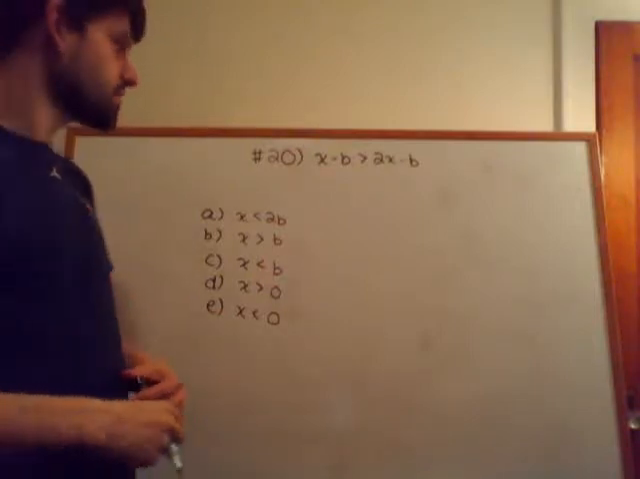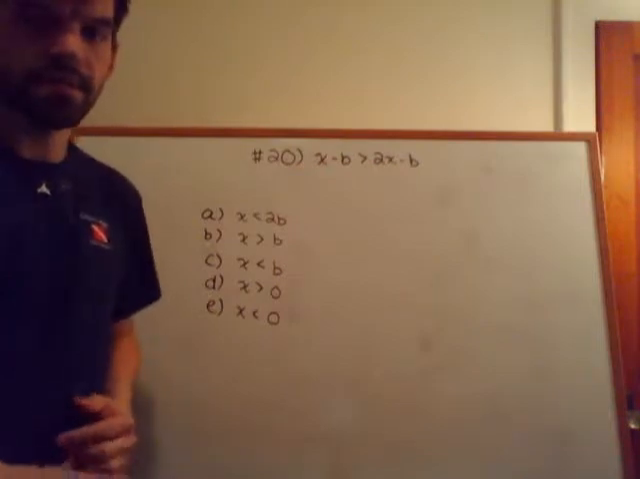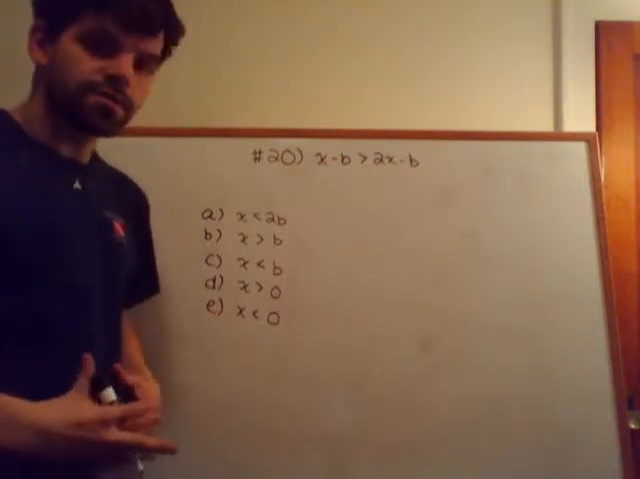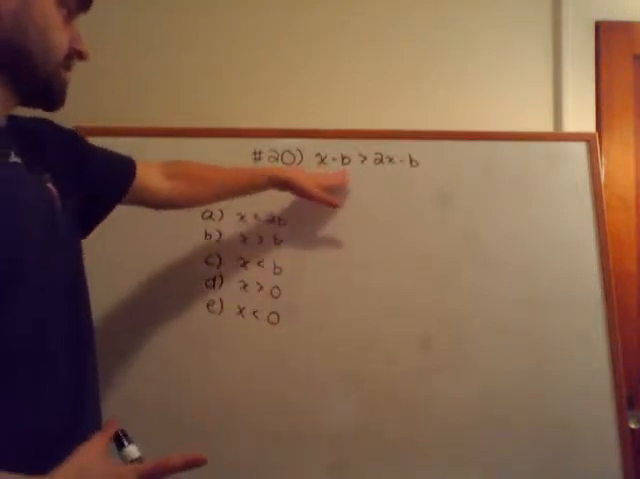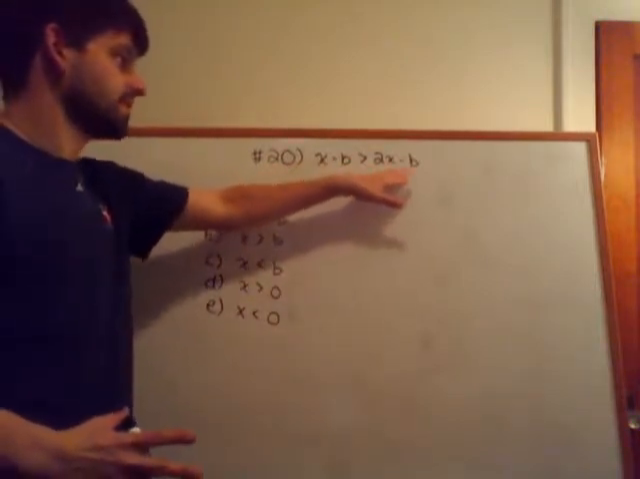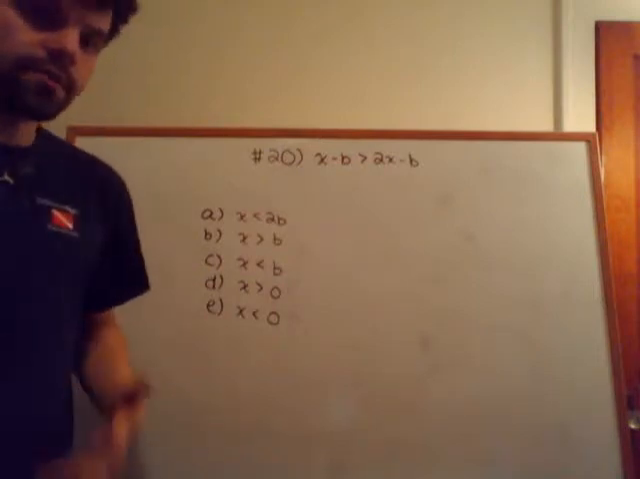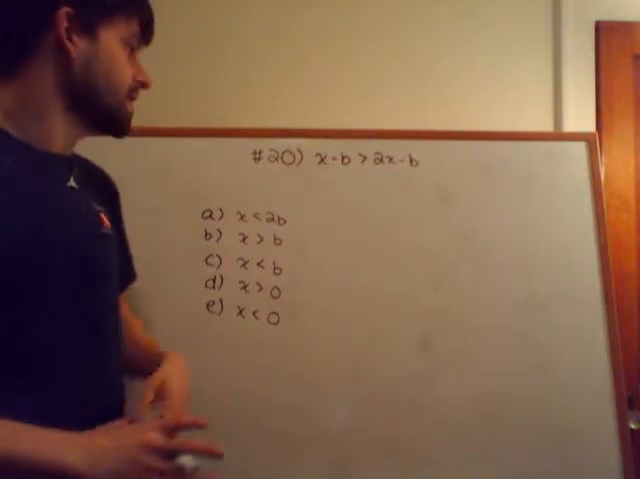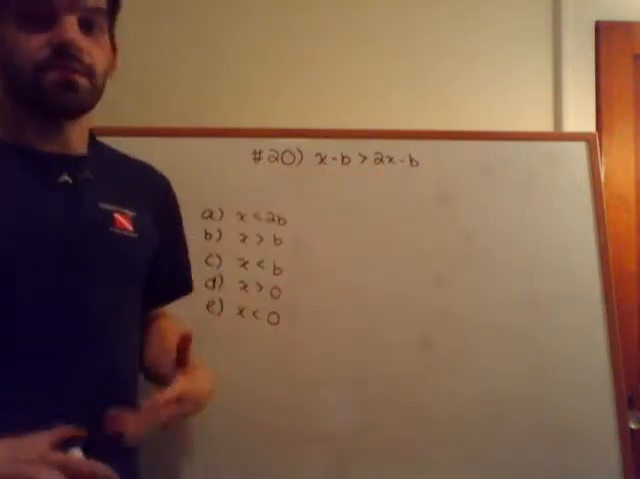Welcome back. In this video, we're going to be continuing on with the practice algebra exam, starting with question number 20. Question number 20 states that x minus b is greater than 2x minus b. Now, what I want you guys to imagine for the sole purposes and intents of this question is that b is going to be some value.